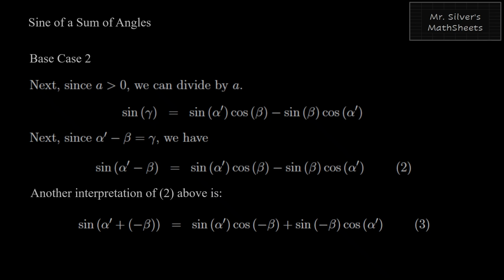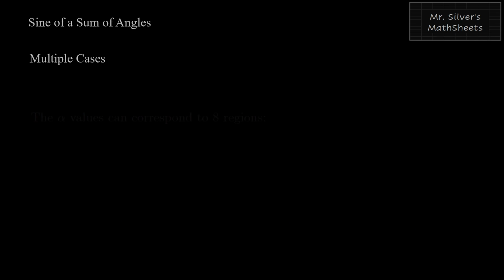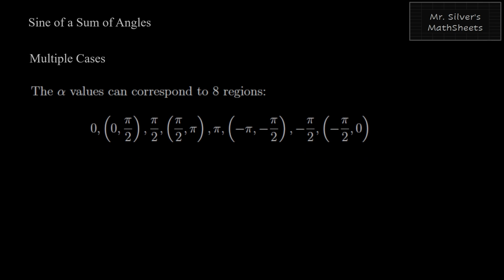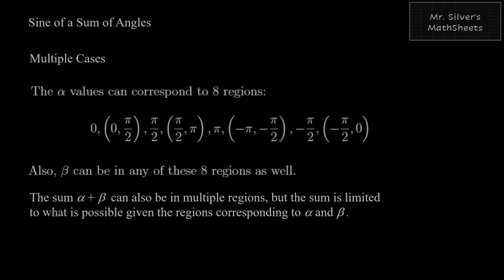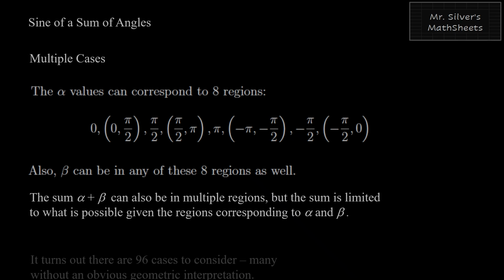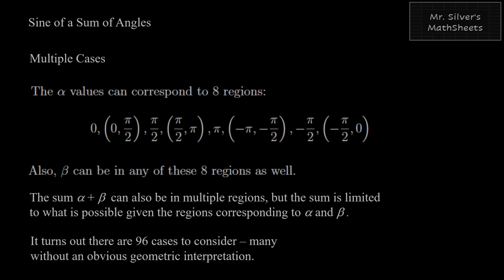Now that we've proven both base cases, we need to think about other cases. Alpha could be in any of these 8 regions. Beta could be in those 8 regions. That's 64 regions. And then the sum, alpha plus beta, could be in multiple regions. Turns out there are 96 cases to consider, and many of these do not have a triangle that you could use. So what to do? Well, we'll talk about that.